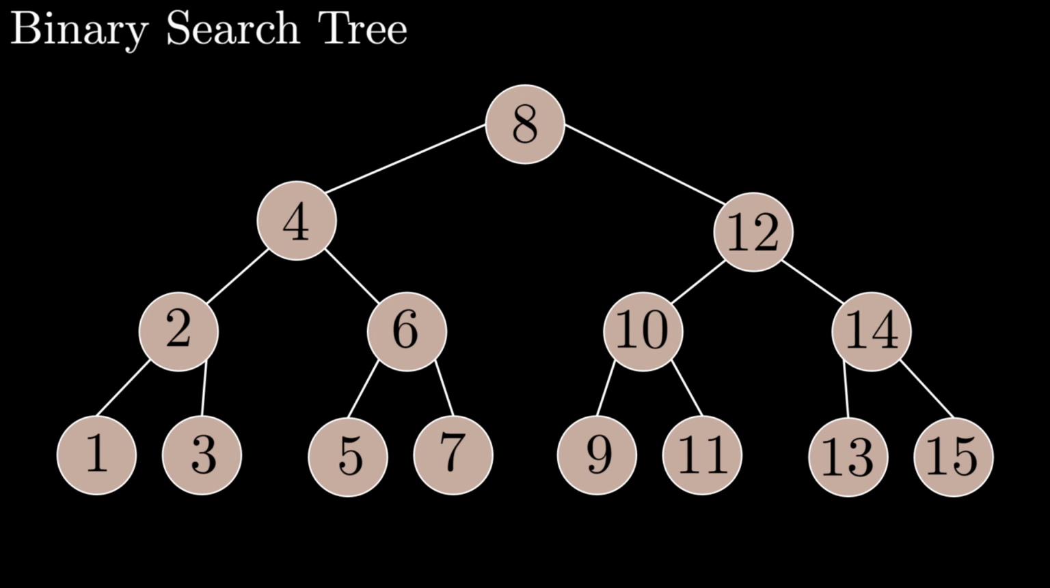Say we want to find node 7 in this tree. We start from the root, and if the value is less than the root, we search the left subtree, and if it's greater, we search the right subtree. 7 is less than 8, so we go left, and now 7 is greater than 4, so we go right. 7 is greater than 6, so we go right again, and we have found the node.